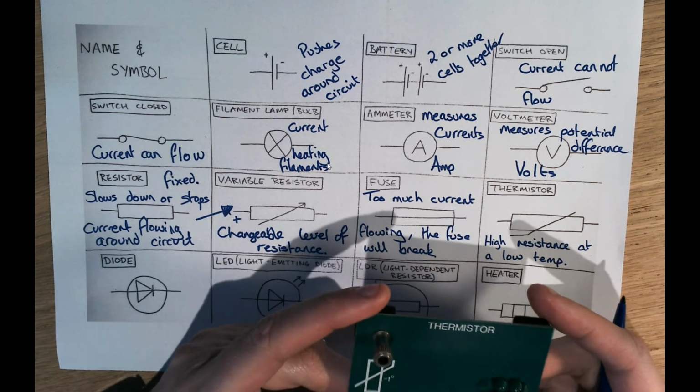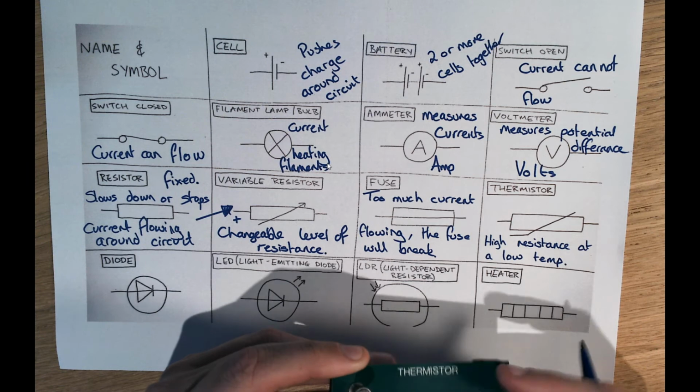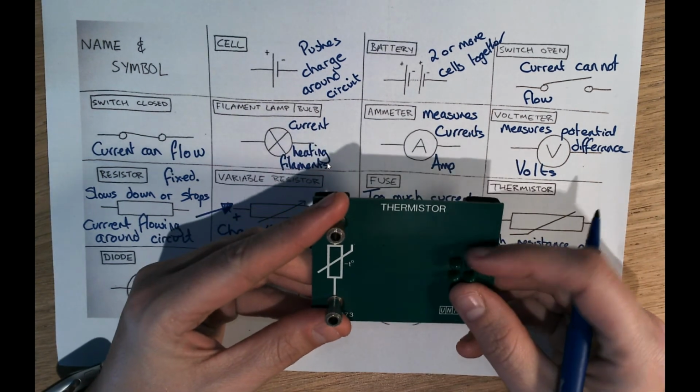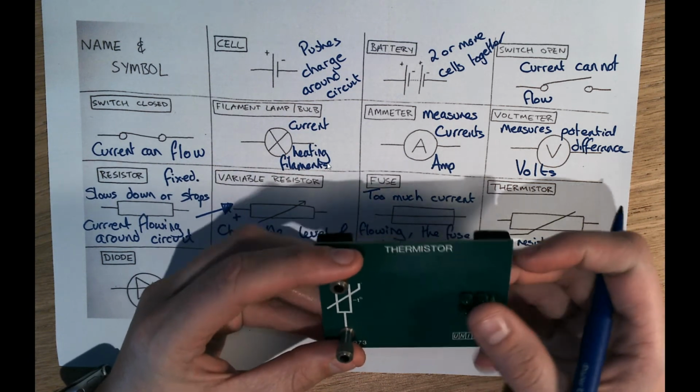So the colder it is, the more resistance this has. The warmer it is, the less resistance will be in this circuit.